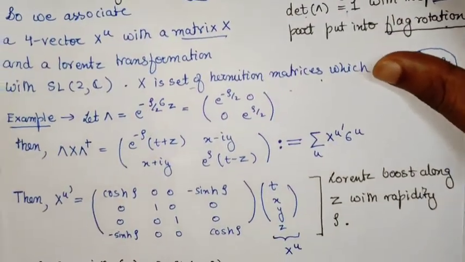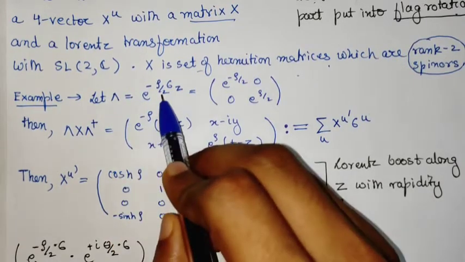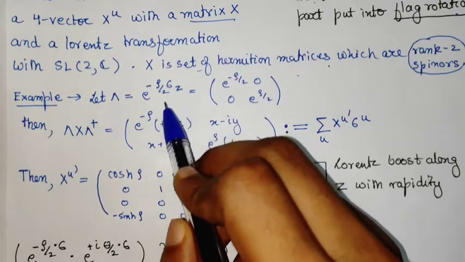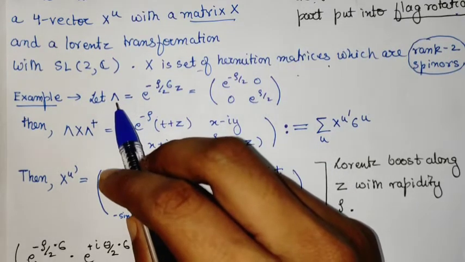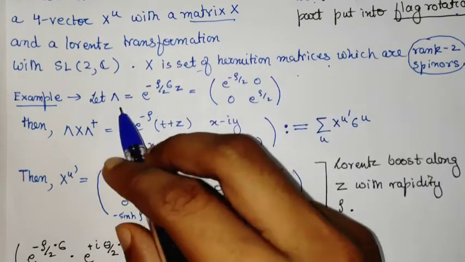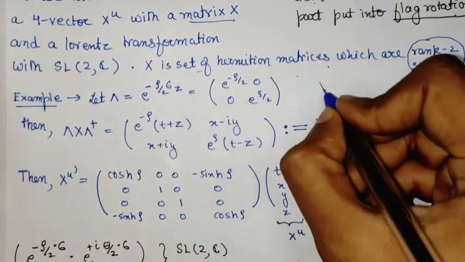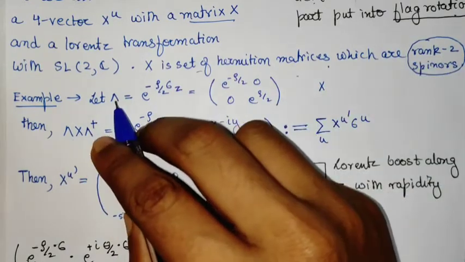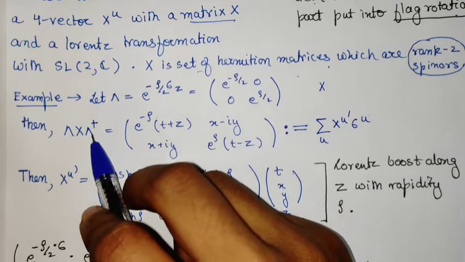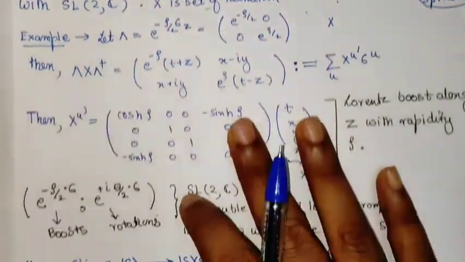So with this we can do a small example. Suppose this is an SL2C element, the exponential of minus the Pauli matrices, and this is SL2C simply because the determinant is 1. Then what we can ask is how X, the Hermitian matrix X, changes under this particular matrix. So we perform this change because we saw that the matrix changes in this fashion.